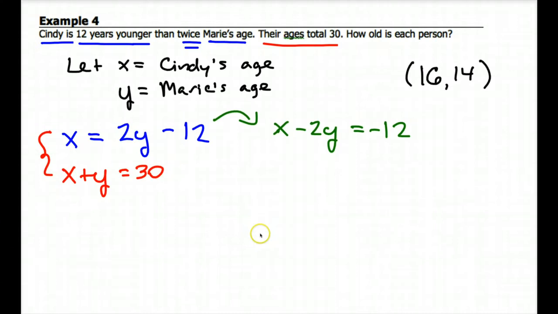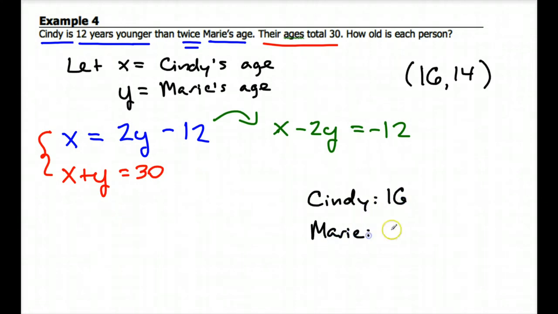Okay, the ordered pair for this one is the point 16, 14. So that means that Cindy is 16 years old and Marie is 14 years old.